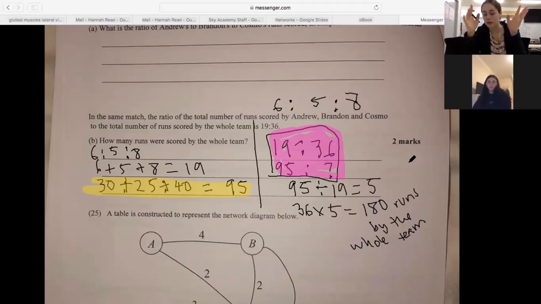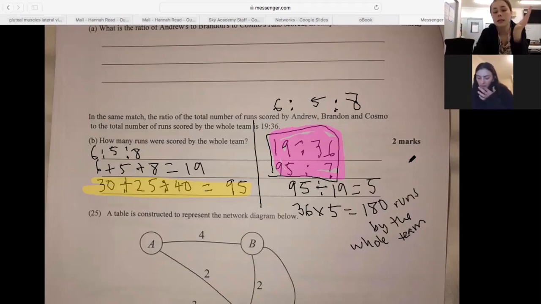Are you still following? Is it all good? Cool. To figure out the ratio between the actual ratio and the runs, we divided 95 by 19 and got 5. So we know the difference between 19 and 95 was a factor of 5. So if we times 36 by 5, it gives us 180, which was the runs by the whole team. Is that all good? And then did you write that all down?